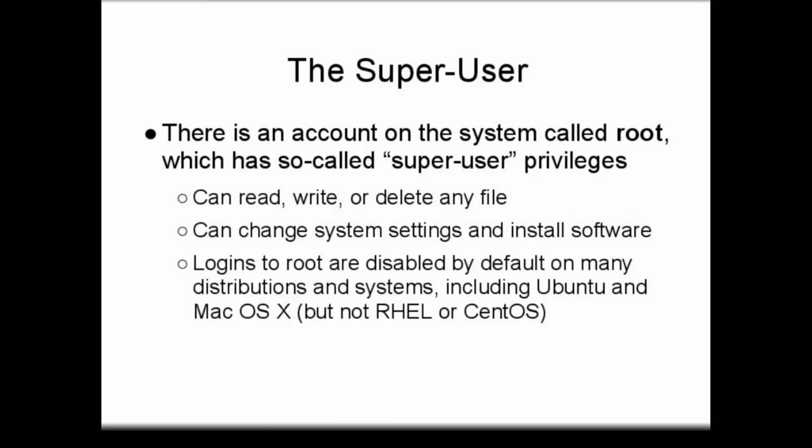Finally, there is one administrative user on the Linux system called the super user that has the account name root and has privileges to read, write, or delete any file, change system settings and install software, and perform other administrative tasks that are normally forbidden of ordinary users. On some Linux distributions, such as Ubuntu, and on Mac OS X, the root user is disabled by default. However, many other distributions, including Red Hat Enterprise Linux, CentOS, and Arch Linux, leave the root user account enabled.